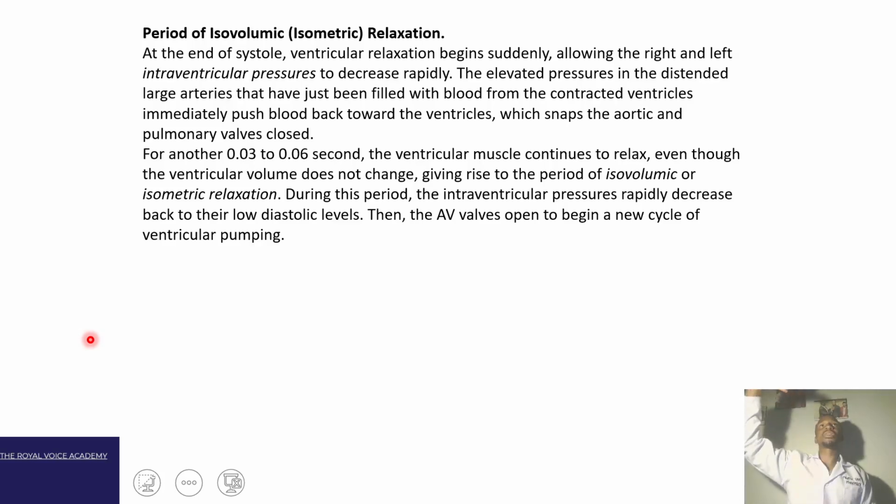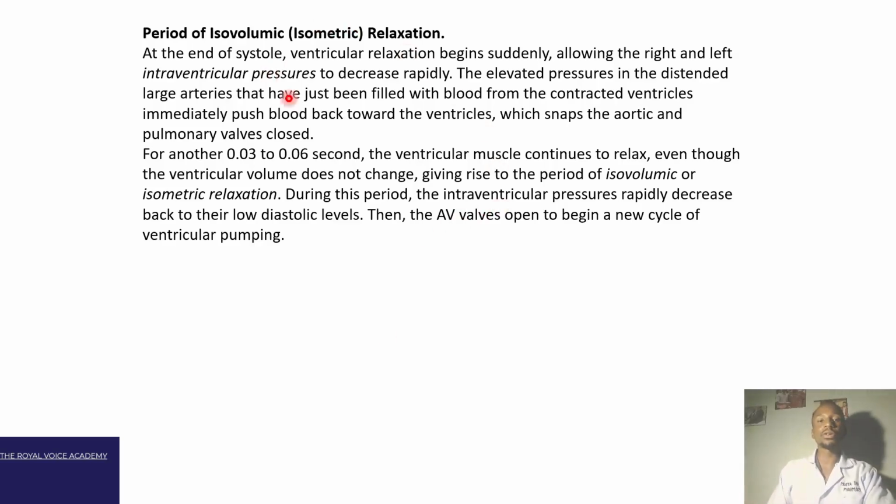So once the semilunar valves have closed, and remember your atrioventricular valves have closed, now you don't have any change in volume still. That is what we call isovolumic relaxation. So there is no change in volume. There's no blood coming in, and no blood going out. But now your heart is relaxing itself. So that is what we call the period of isovolumic or isometric relaxation. And this normally occurs at the end of systole.